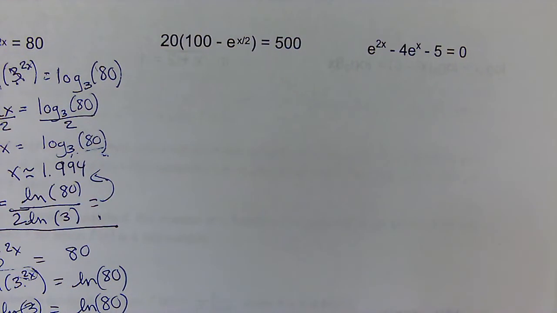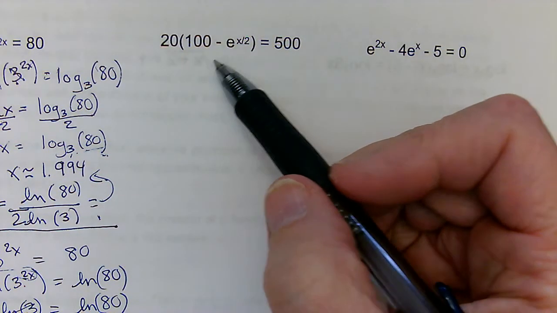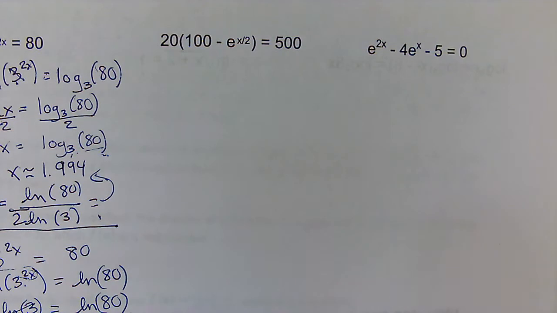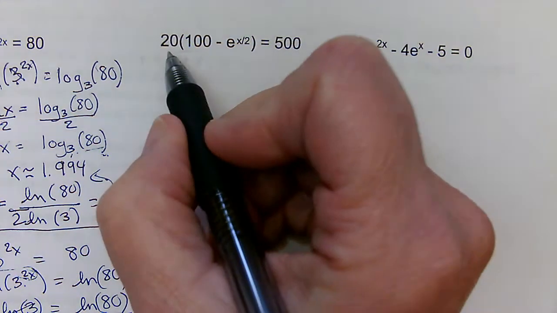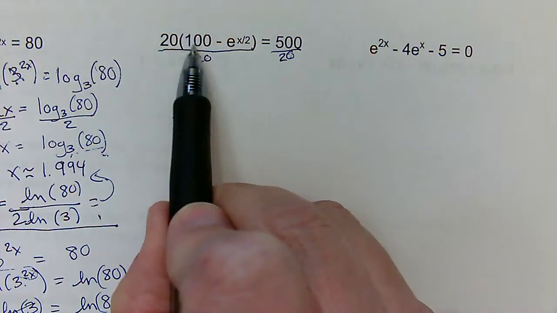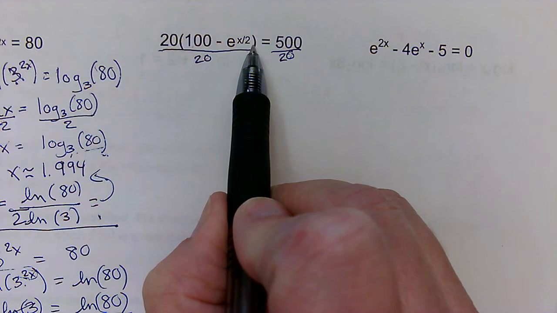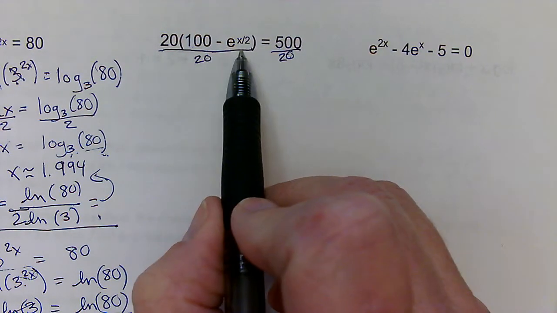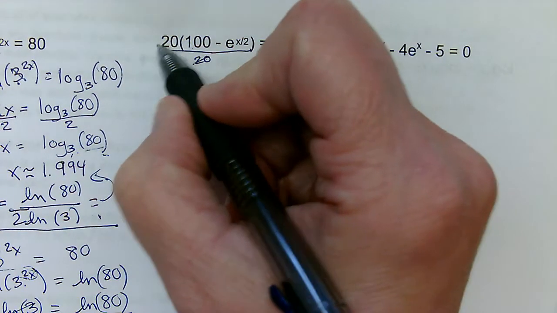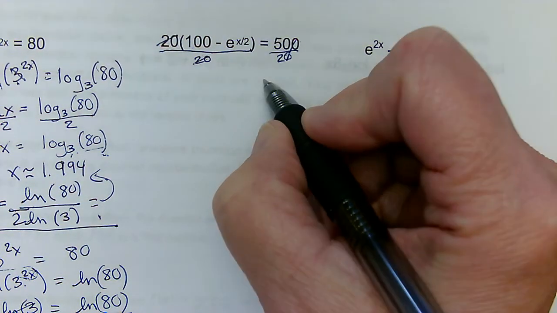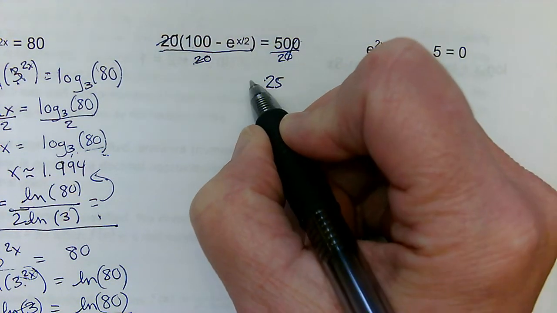Okay, our second problem. We have 20 times (100 minus e to the x over 2) equals 500. Now this time the exponential expression is not isolated yet. So the first thing we're going to do is divide by the 20. Because remember, because the 100 minus e to the x over 2 is in parentheses, you can't subtract the 100 without getting rid of the parentheses first. So this 20 is just going to cancel with the 1 in the numerator. And 500 over 20 is the same as 50 over 2, which is 25.